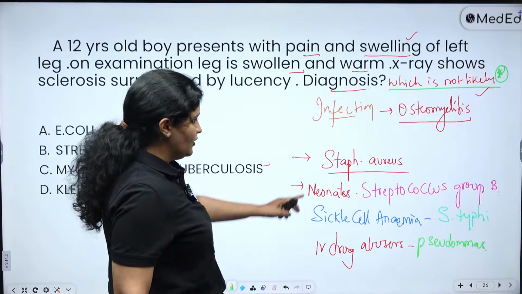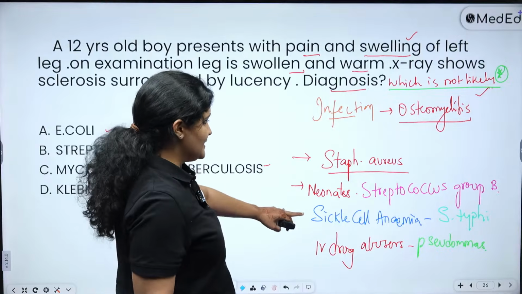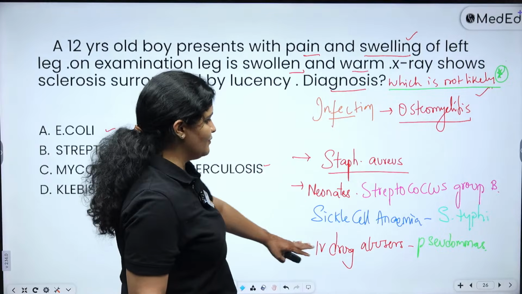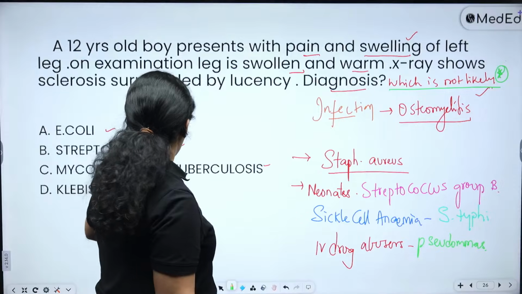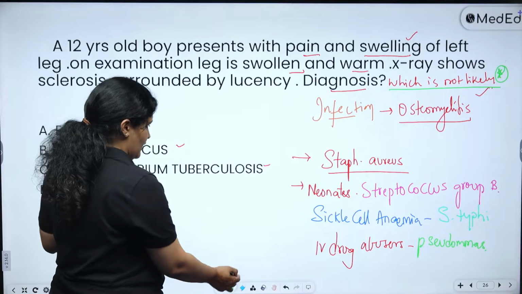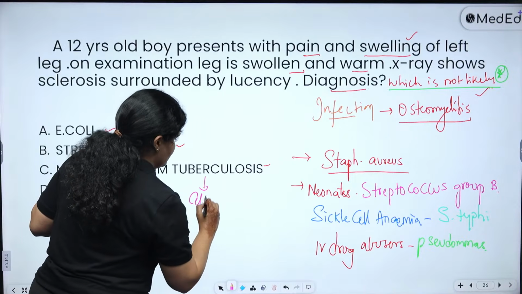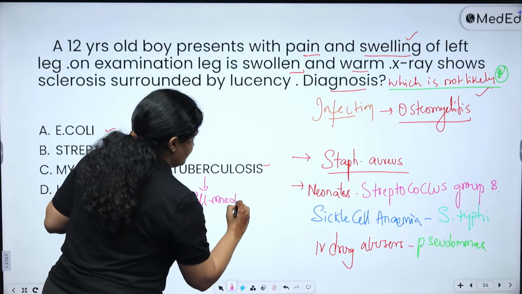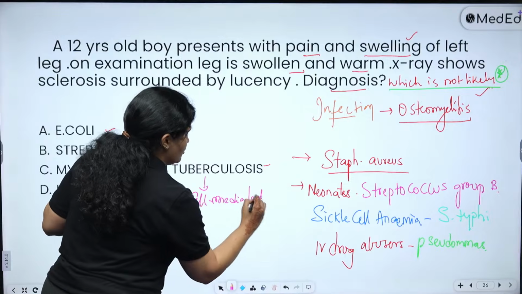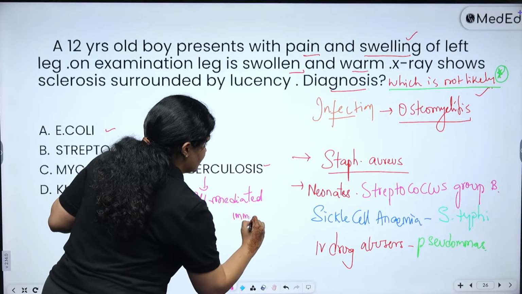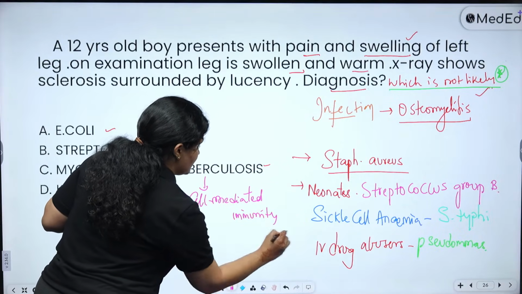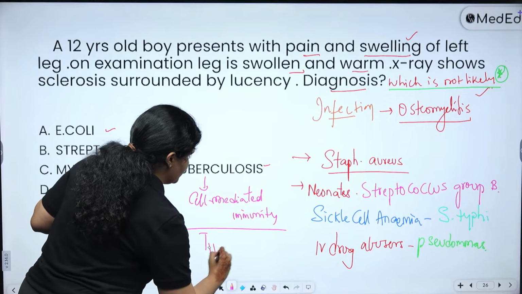Okay, and in neonates it is Streptococcus group B, in sickle cell anemia it is Salmonella typhi, and in IV drug abusers it is Pseudomonas. If they wanted to ask about tuberculosis, they can ask you about cell-mediated immunity. So the difference between pyogenic and tuberculosis is that here it is cell-mediated immunity, where there is involvement of your T helper cells.